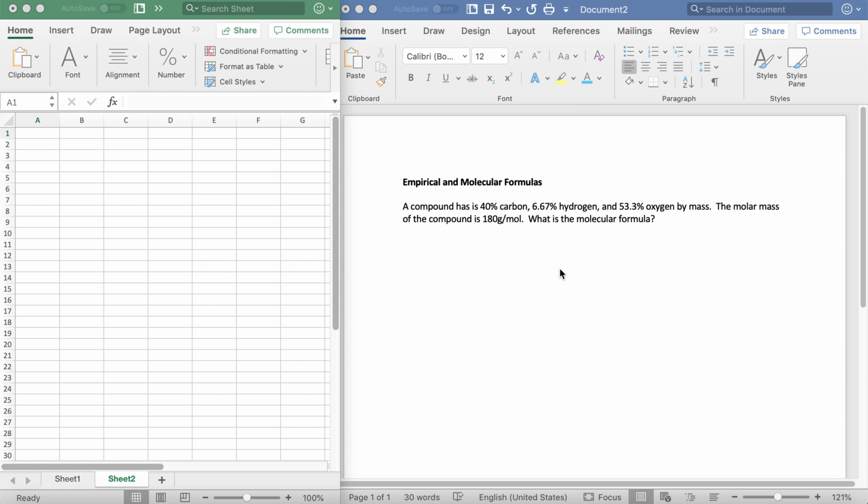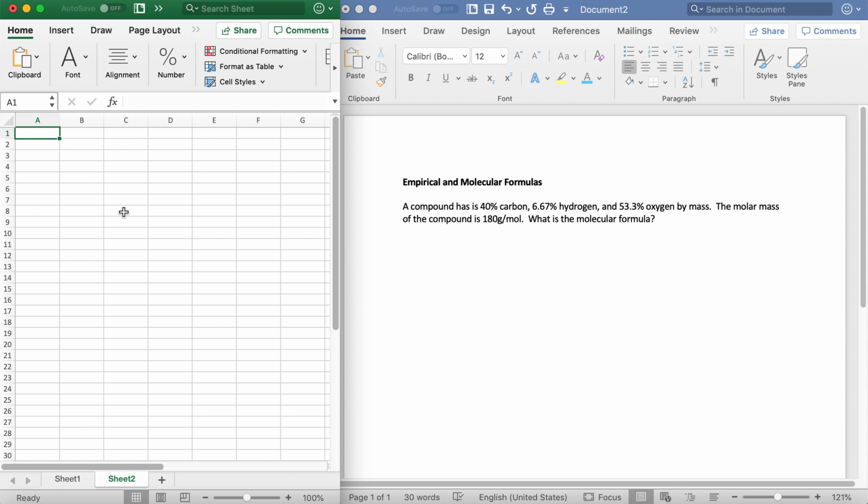So the first thing we're going to do in solving this problem is we're going to assume that we have 100 grams of our compound. Why do we do that? Because if we have 100 grams, we know that since carbon is 40%, we're going to have 40 grams of that 100 grams being carbon, 6.67 grams of hydrogen, and 53.3 grams are oxygen. So let's plug those numbers in.